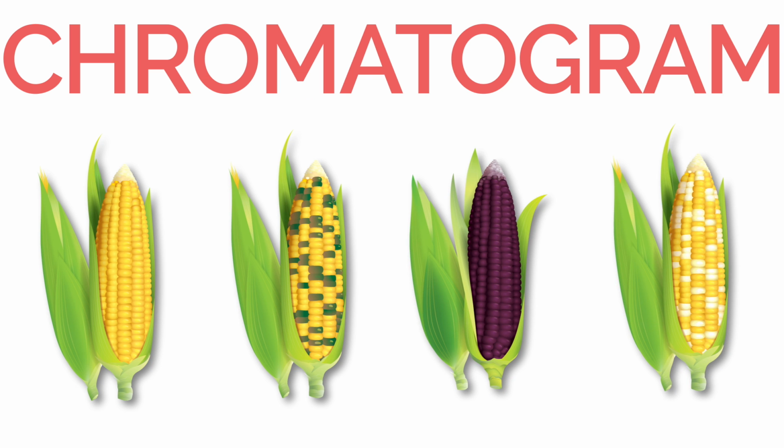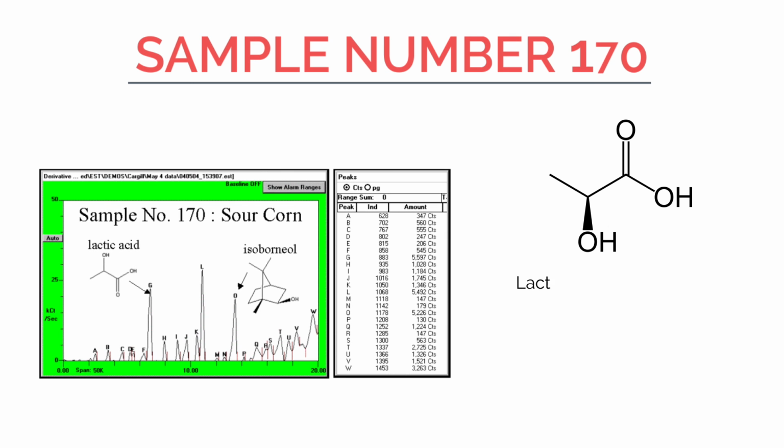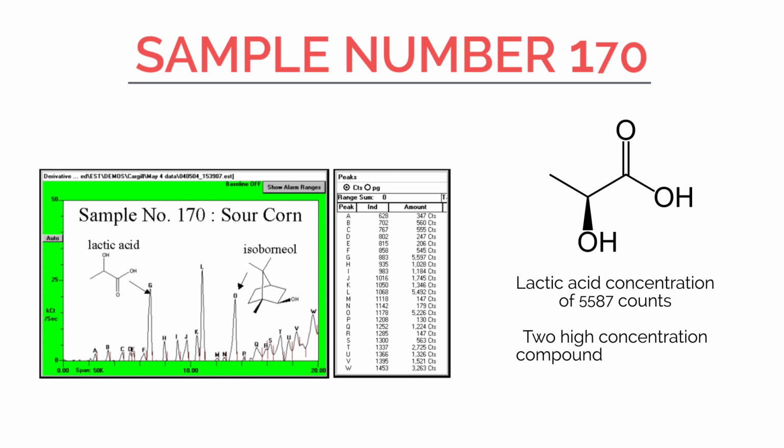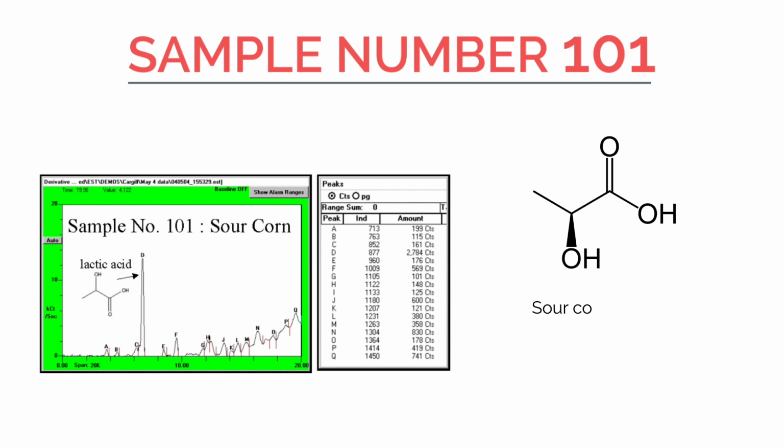Now let's take a look at the chromatogram results of testing all type of corn samples separately. Sample 170 of sour corn had a lactic acid concentration of 5587 counts, and contained 2 high concentration compounds at over 5000 counts at indices of 1068 and 1178. Whereas, sample 101 of sour corn was less at 2784 counts, and is believed to be isoborneol, which has a musty odor.